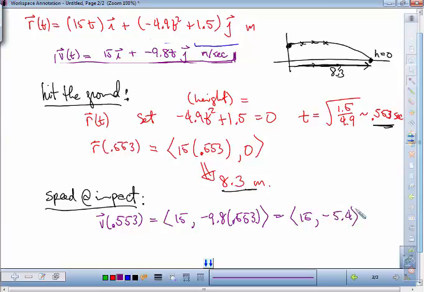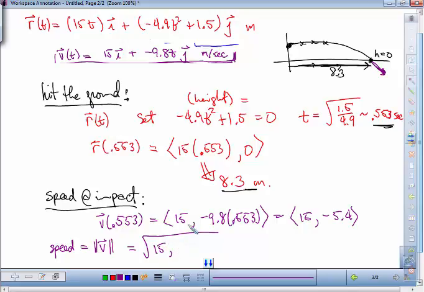Does this give us speed? It gives us a velocity. It tells us when we hit this thing, we're going in a positive x direction and a negative y direction, which makes sense. Speed is the magnitude of the velocity, right? So speed equals magnitude of the velocity. So just find the magnitude of that.